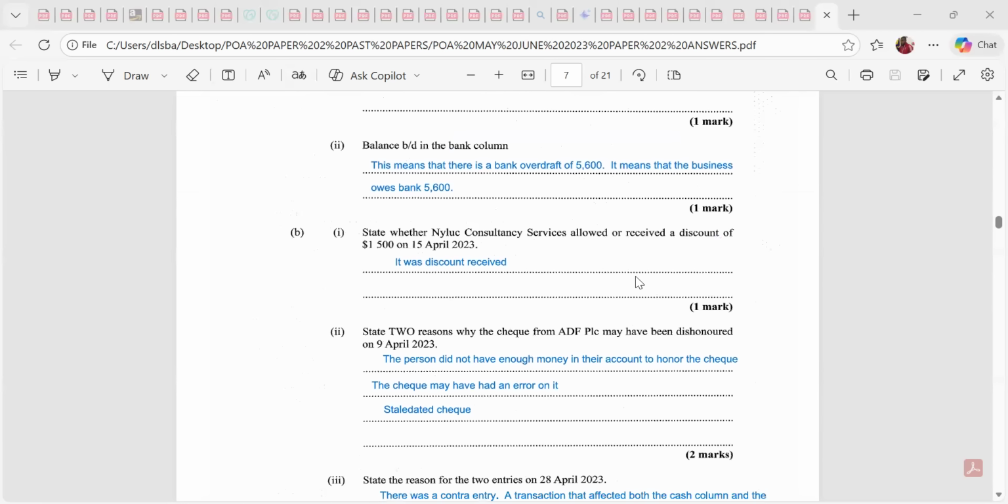Say 2 reasons why the cheque for ADFP PLC may have been dishonored. 2 main reasons: it may have had an error on the cheque. To be fair, it has more than 2. The cheque may have been damaged, or the person didn't have enough money in the account. Any of those 3.